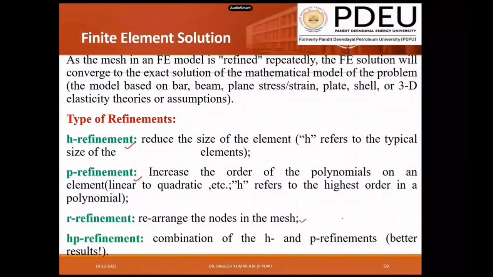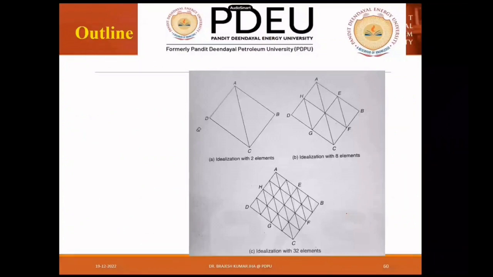Suppose we talk about this kind of information. What we see here, there are 4 nodes and 2 elements. But you have increased the number of elements. So it is 1, 2, 3, 4, 5, 6, and 7, 8. So in the same structure, you have defined 8 elements. You can increase it to 32 elements. So the mesh refinement can be done in such a way also.